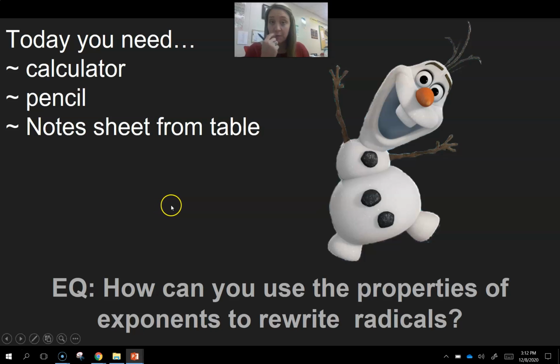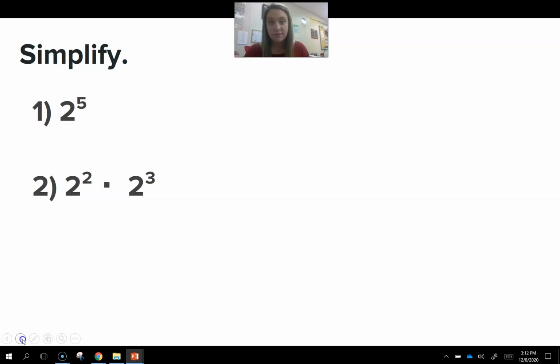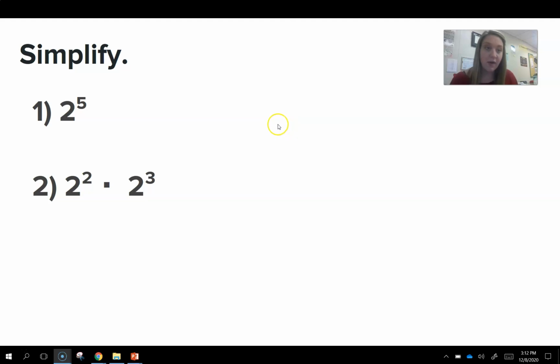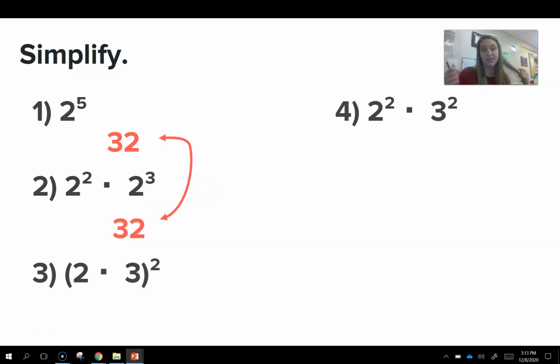All right, we're going to review properties of exponents and we're going to review simplifying radicals today first. Okay, so if I ask you to simplify 2 to the power of 5, that means you take 2, multiply it by itself 5 times, right? 2 times 2 times 2 times 2 times 2. What does that give you? It gives me 32, okay? 2 squared times 2 cubed is the same thing, okay? Because 2 times 2 is 4. 2 times 2 times 2 is 8. 4 times 8 gives us 32, okay?